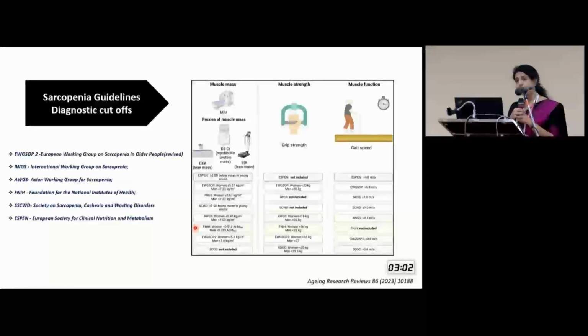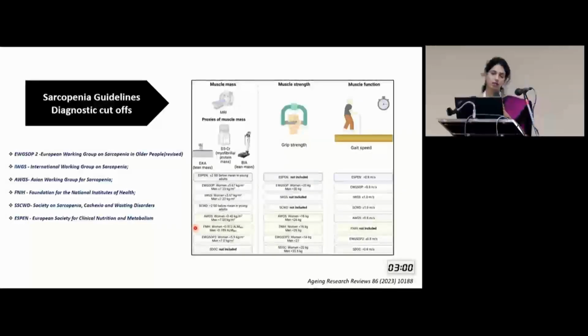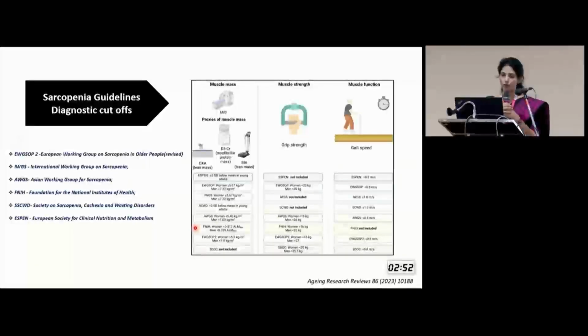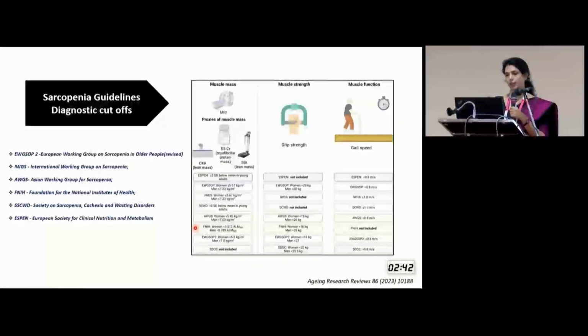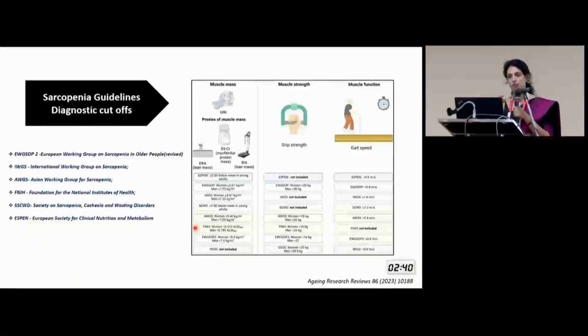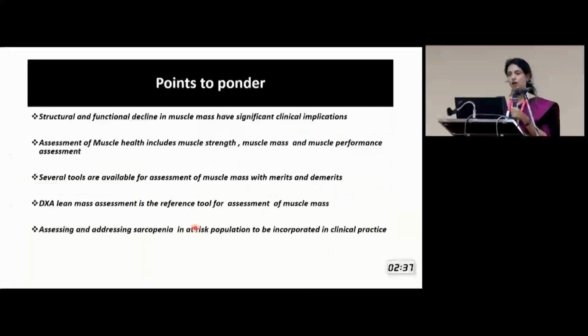Now, there are several consensus statements which have come up from different guidelines on the sarcopenia diagnosis, and based on population cutoffs they are different. Something close to us is the Asian Working Group for Sarcopenia. The revised European Working Group on Sarcopenia in Older People also gives a detailed evaluation of sarcopenia, which we can refer to. But it's important that we understand it's not just the muscle mass, it's important to assess the muscle strength and the muscle function as well.